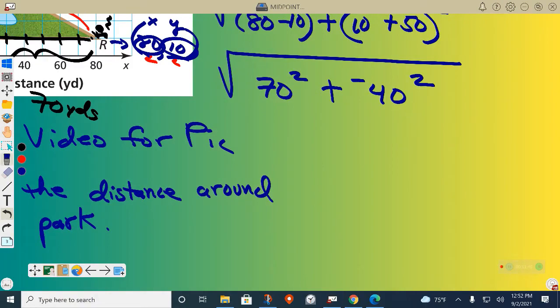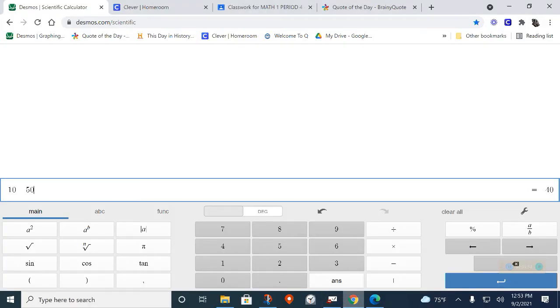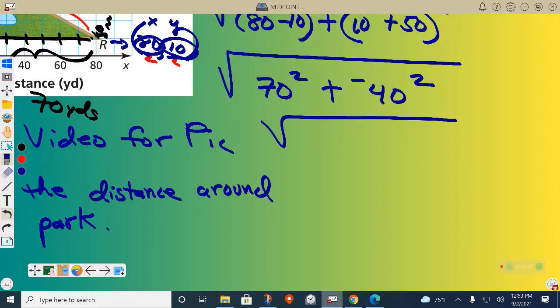Rocking and rolling. 70 to the second power. I have no clue what that is, so I'm going to go to my calculator and hit 70 to the second power. Watch this. 70. Look, it even has the second power button automatically. That's kind of cool. 70 to the second power. Boom. 4,900.